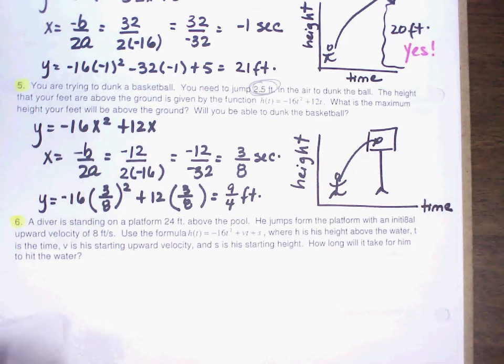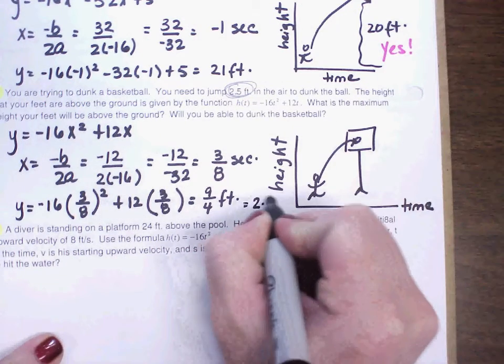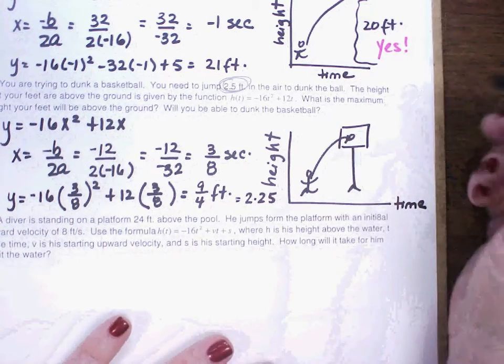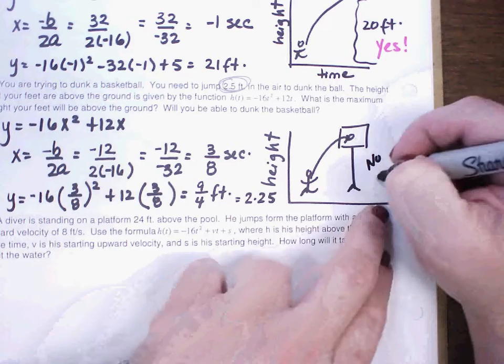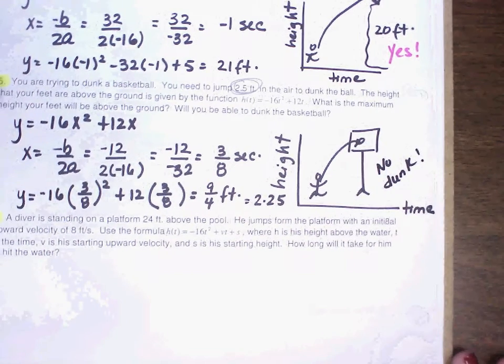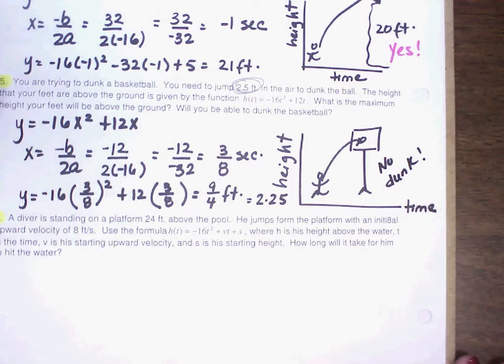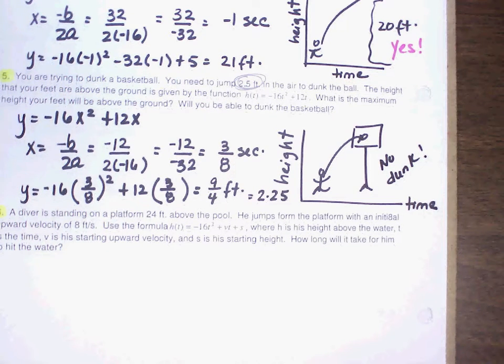Okay, so is that guy going to be able to make the dunk? No, sadly, no. So, no dunk. He missed it by 0.25, by 1/4 of a foot. By a couple of inches, actually. And then hope that when he lands, he doesn't break an ankle. Just saying. All right, let's go to the next one.